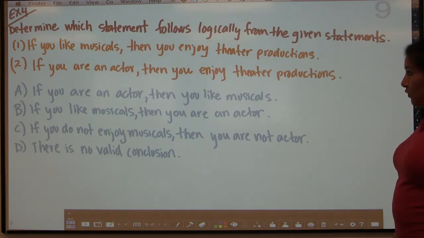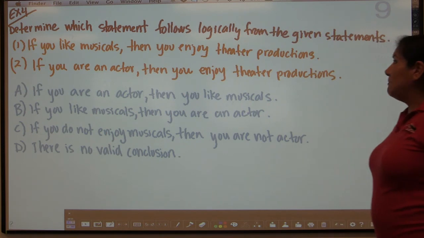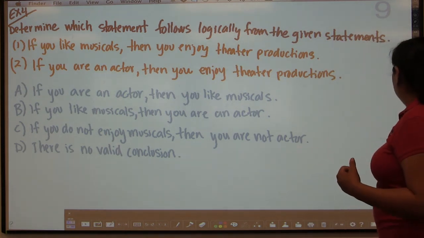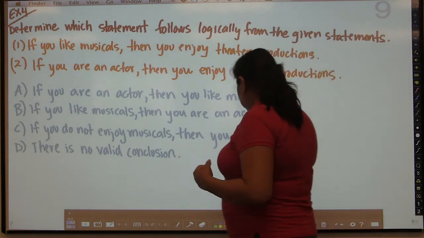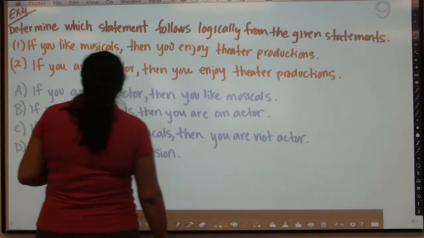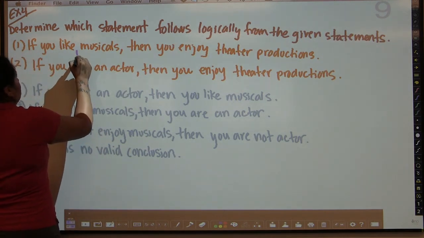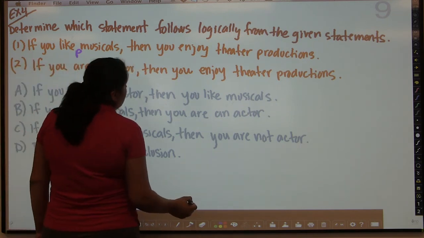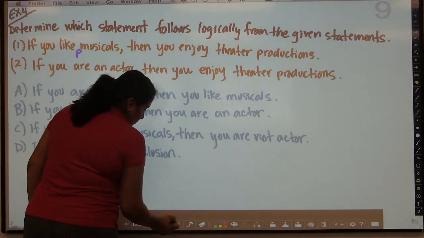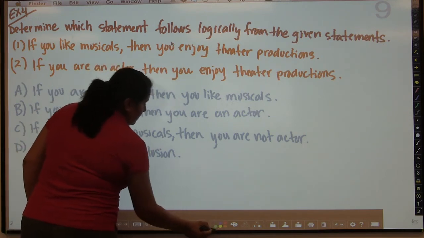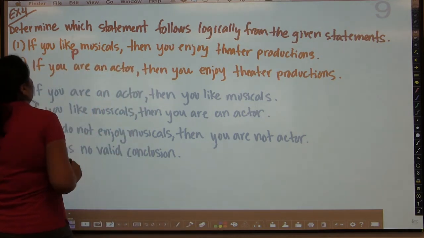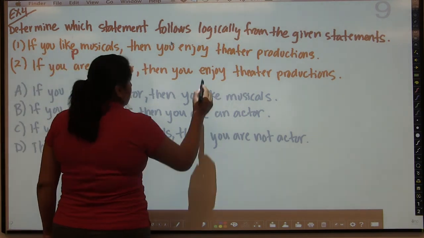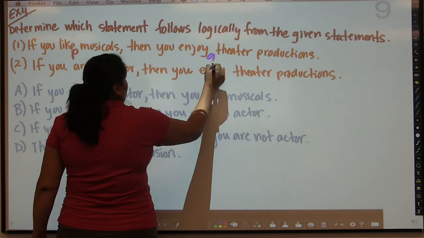Okay, here we go. Example 4. It says, determine which statement follows logically from the given statements. So we're looking for that P and R thing, okay? So, it says here, if you like musicals, so there's P. Let's stay consistent with our colors here. I'm going to use P, I think was red. If you like musicals, then you enjoy theater productions. So the conclusion is, there you go.